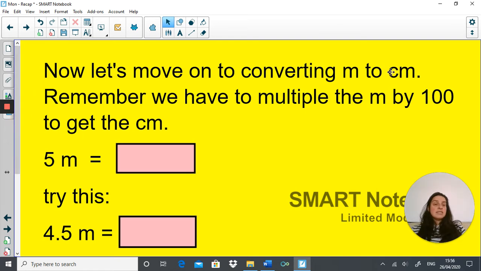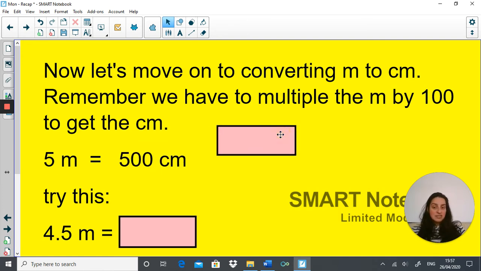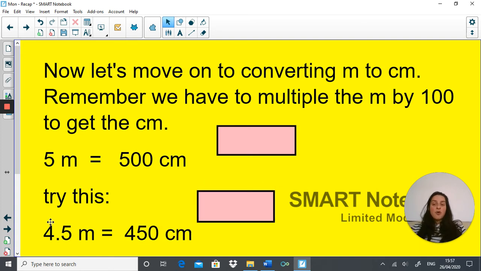Now, to convert meters to centimeters, you have to multiply the meters by 100 to get the centimeters. So what does 5 meters equal? 5 times 100 equals 500 centimeters. Now, try this one over here. Pause the video. What is 4.5 meters equivalent to in centimeters? That's right. 4.5 meters is equivalent to 450 centimeters.